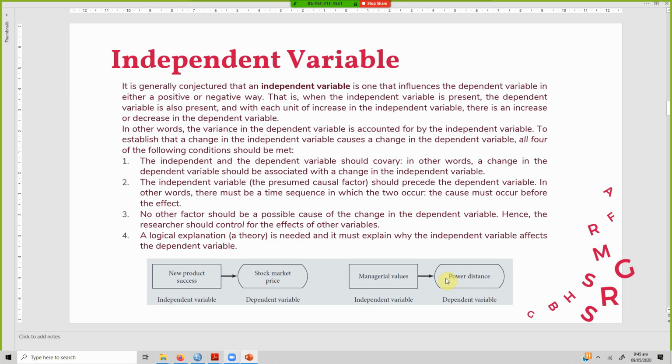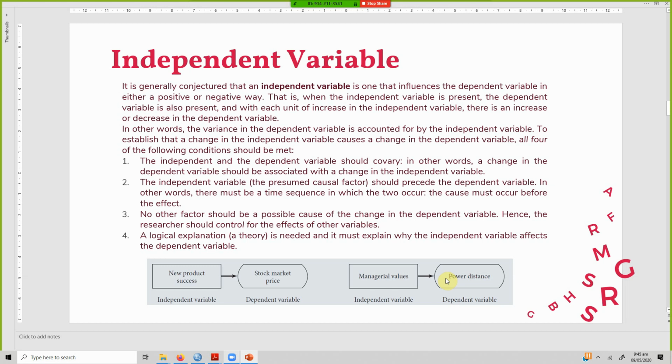The first is that the independent and the dependent variable should covary. Now, what does this covariance mean? In other words, a change in the dependent variable should be associated with a change in the independent variable. You cannot say that one variable influences the other if the change in one variable is not associated in any way with the other variable.